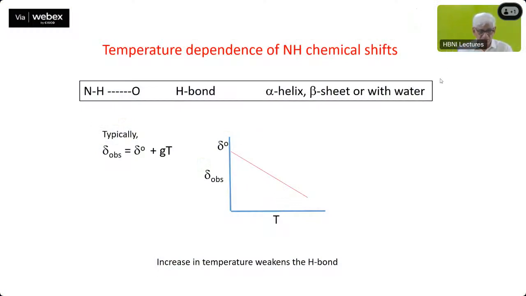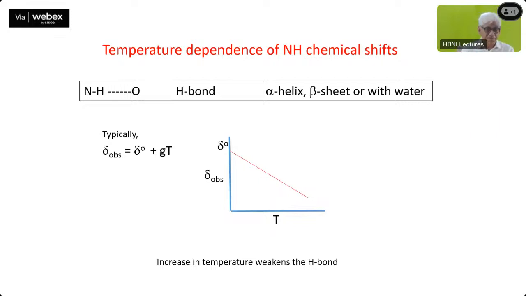This is another method of estimating if there is an exchange contribution, chemical exchange going on. Typically, if you have a protein with alpha helix or beta sheets, the NH proton is involved in a hydrogen bond. Either it is hydrogen bonding with water or with some other carbonyl inside the protein chain. Whether it is alpha helix or beta sheet, there is a hydrogen bond.